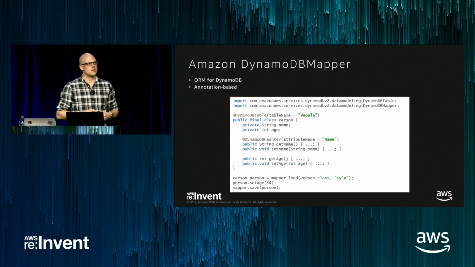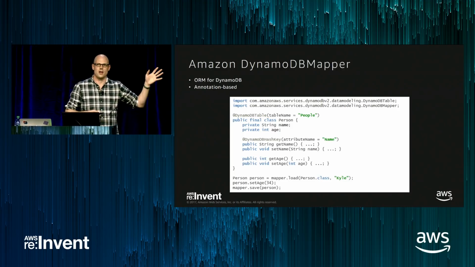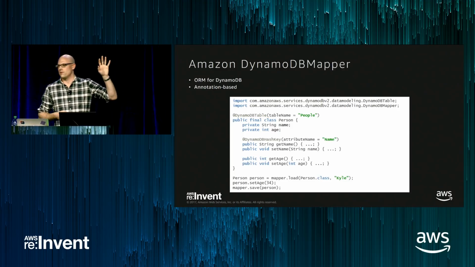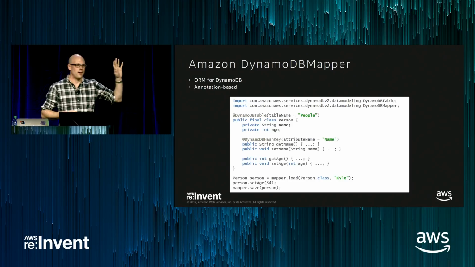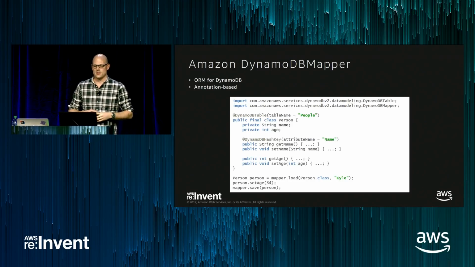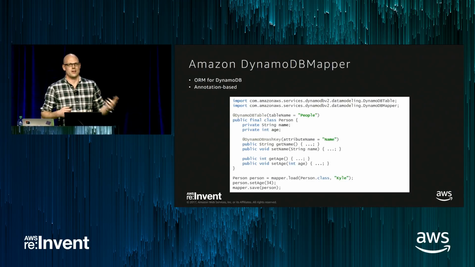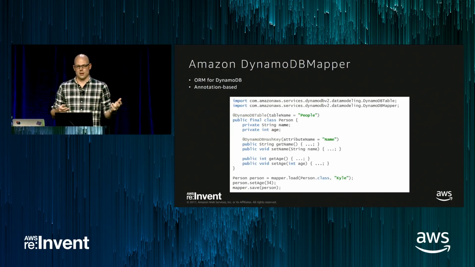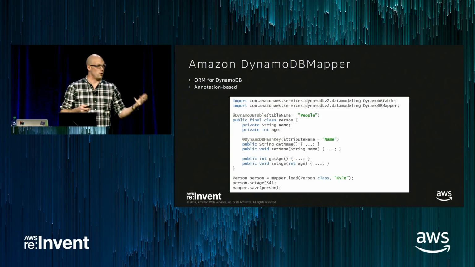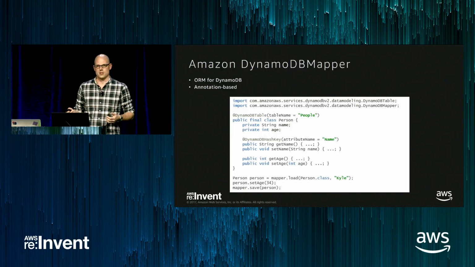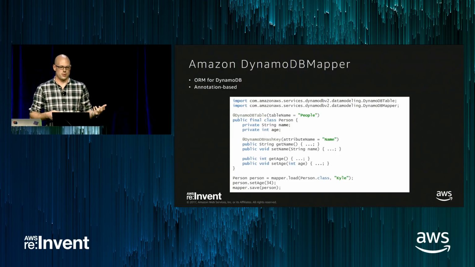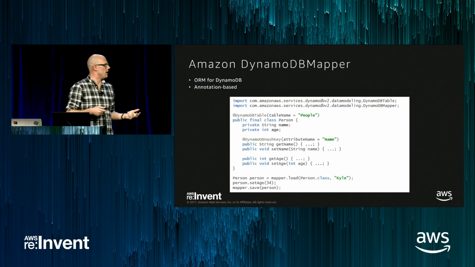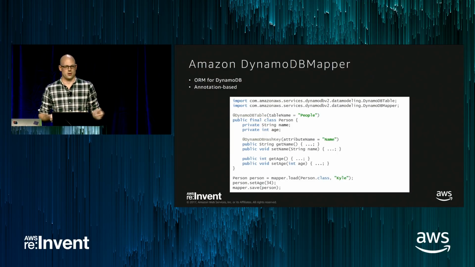Next up is the DynamoDB Mapper. So again, a show of hands for people who've used or heard of the DynamoDB Mapper before. Okay, a few more people. So this is effectively our ORM. It's an annotation-based object mapper from a Java POJO into a DynamoDB document. So you simply annotate the class that you want to serialize, and in this case, we're going to call the table people. So you give it a table name.